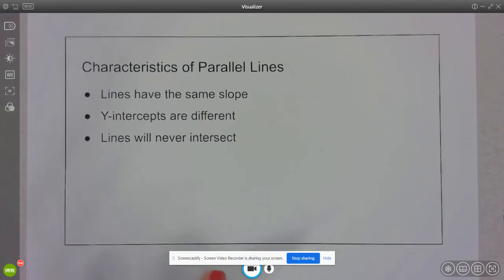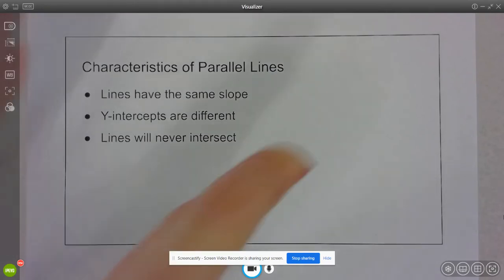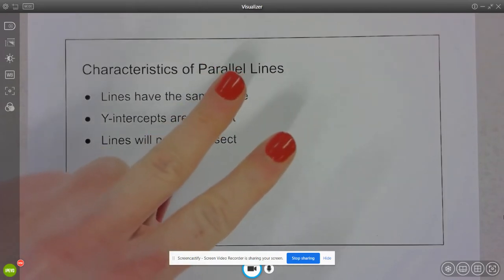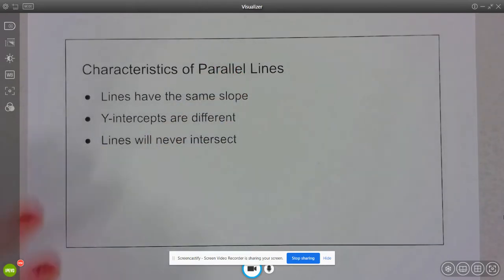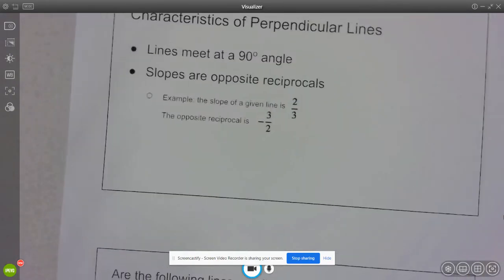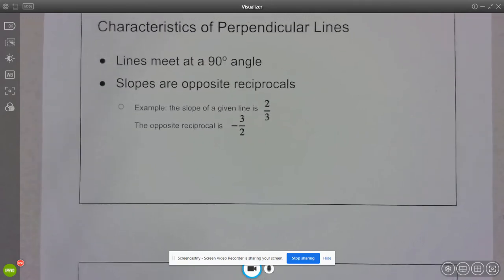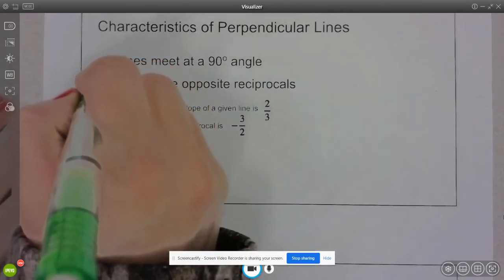So things about parallel lines that are important to know: they have the exact same slope, which is why they're running in the same direction with each other. The y-intercepts of these lines have to be different, and the lines are never going to intersect. So they're going to run next to each other, parallel, forever, and never cross. Conversely, perpendicular lines meet at a 90-degree angle, and the slopes are opposite reciprocals of each other. This is the most important piece here.